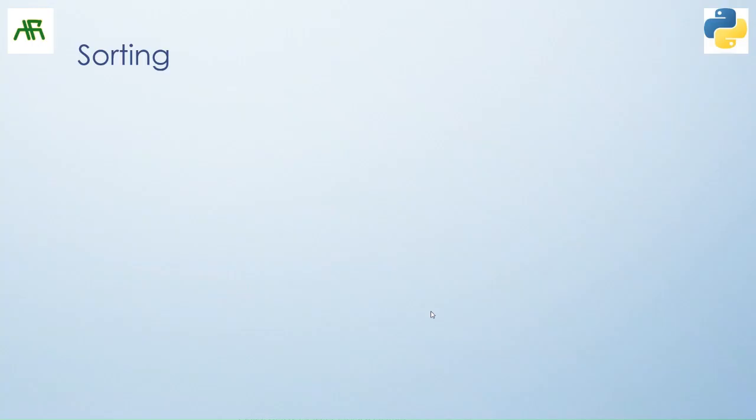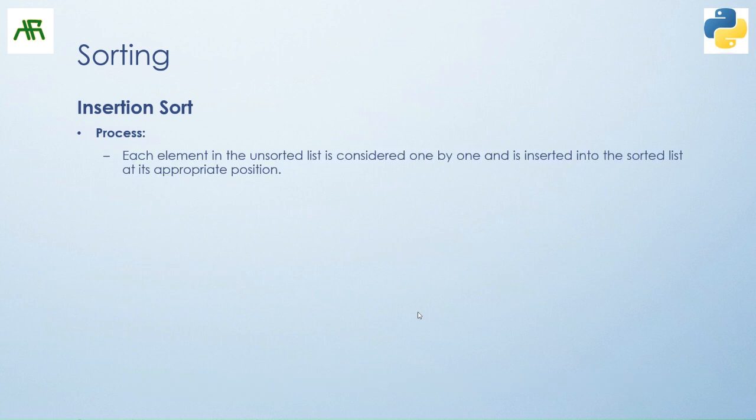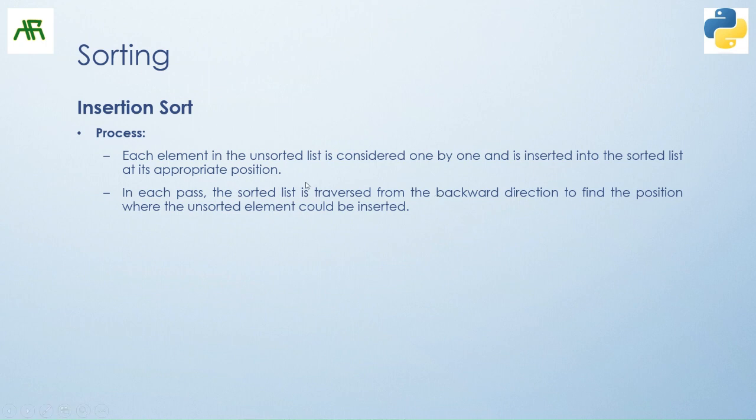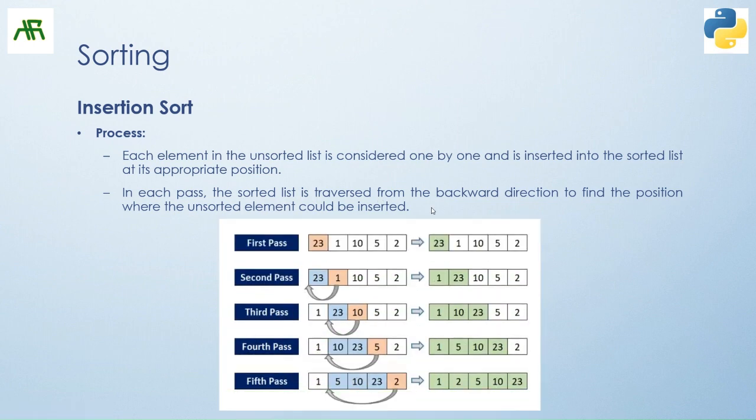The next method is insertion sort. There is a process: each element in the unsorted list is considered one by one and is inserted into the sorted list at its appropriate position, based on whether it is smaller or larger. In each pass, the sorted list is traversed in the backward direction to find the position where the unsorted element could be inserted. Let's look at an example.